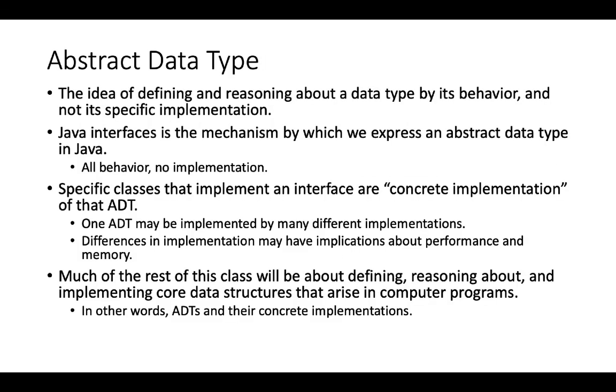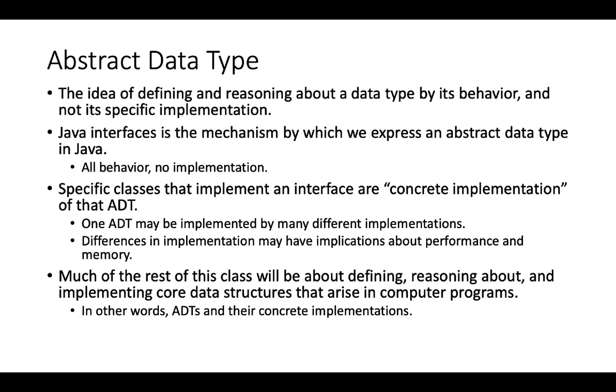Okay, this idea of defining and reasoning about a data type strictly through its behavior and not its specific implementation has a name, and it's called an abstract data type. In Java, interfaces are the mechanism by which we express abstract data types. And now we have officially bifurcated from 401, right? So when I did the same lecture in 401, I never mentioned abstract data type. Didn't even use the word, right?